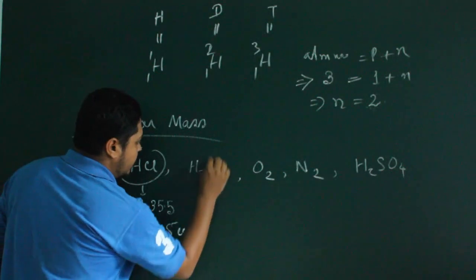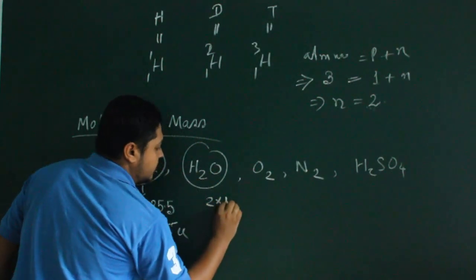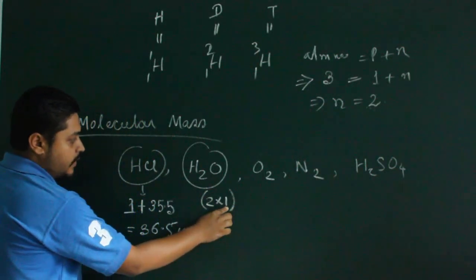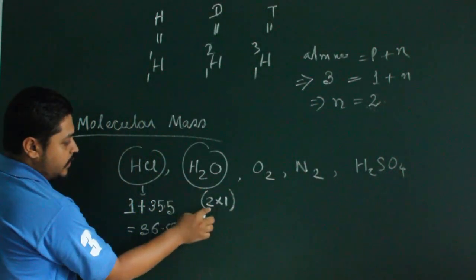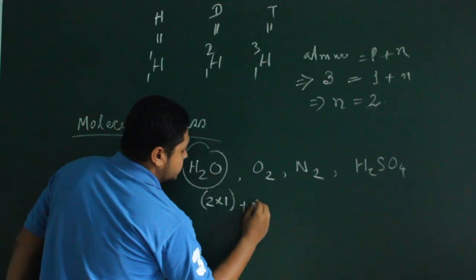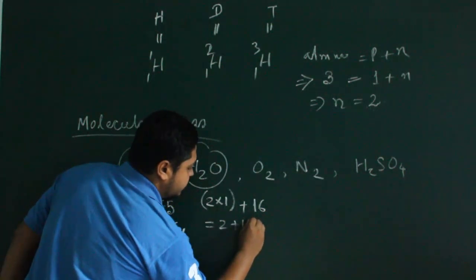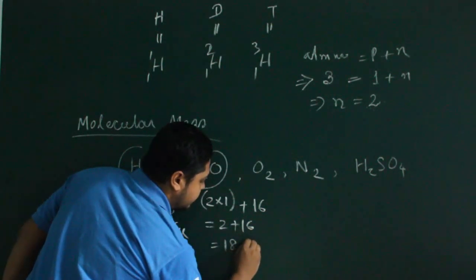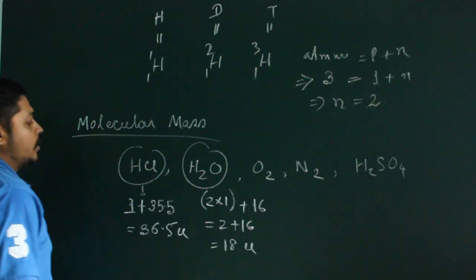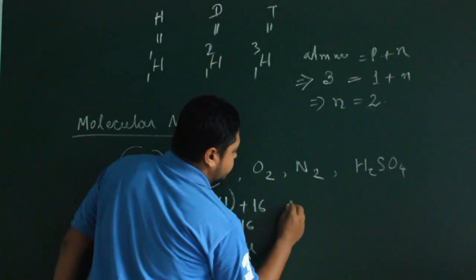In the case of water, there are two hydrogen atoms, so 2 into 1, where 1 is the atomic mass of hydrogen and 2 is the number of hydrogens, plus O. The atomic mass of oxygen is 16. So 2 plus 16 is 18. So 18 u is the molecular mass of water. Similarly, there are two oxygen atoms.